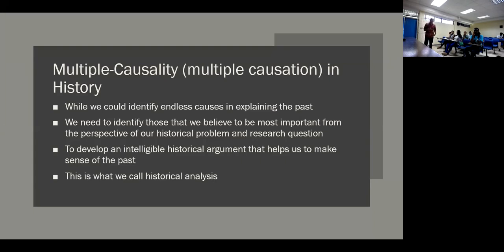So this is the thing that I was mentioning before. While we could identify endless causes in explaining the past, we need to identify those that we believe to be the most important from the perspective of our historical problem and research question. I remember I told you, yes, there are multiple causes behind it, but let's say that behind the Haitian Revolution we can identify, for argument's sake, 20 causes. You're not going to address the 20 causes in your presentation, right?